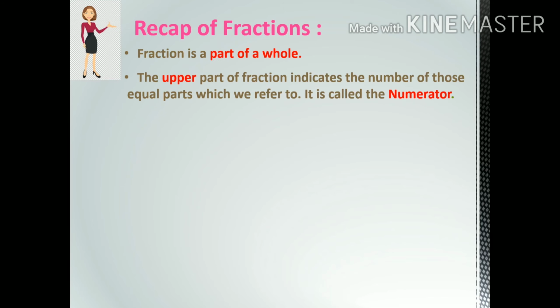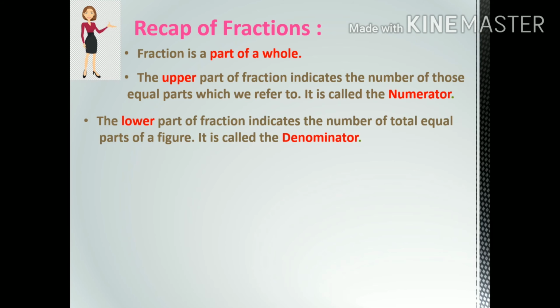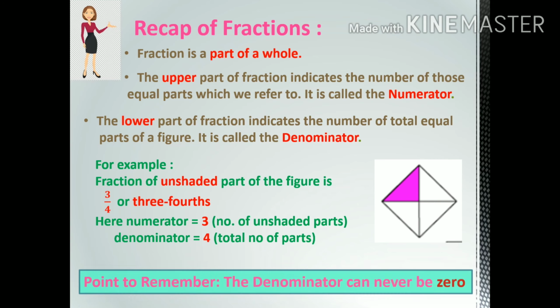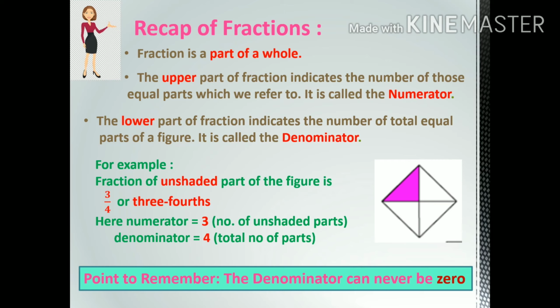The upper part of the fraction indicates the number of those equal parts which we refer to. It is called the numerator, and the lower number of a fraction represents the number of total equal parts of a figure. It is called the denominator. Let's see an example. In this figure, the fraction of the unshaded part is 3 upon 4 or 3/4. Here, the numerator is 3, that is the number of unshaded parts, and the denominator is 4, that is the total number of parts. Remember, the denominator of a fraction can never be 0.